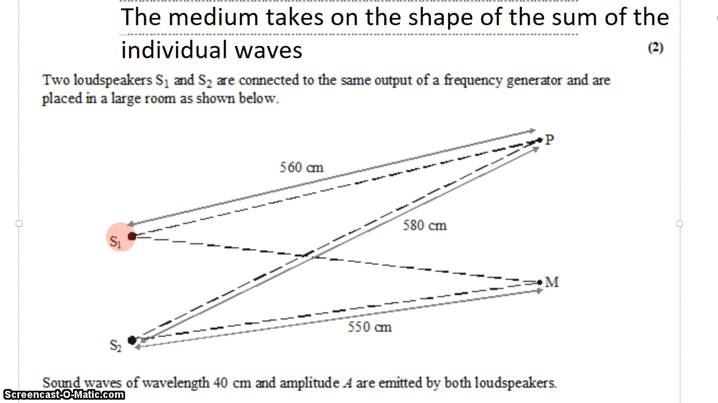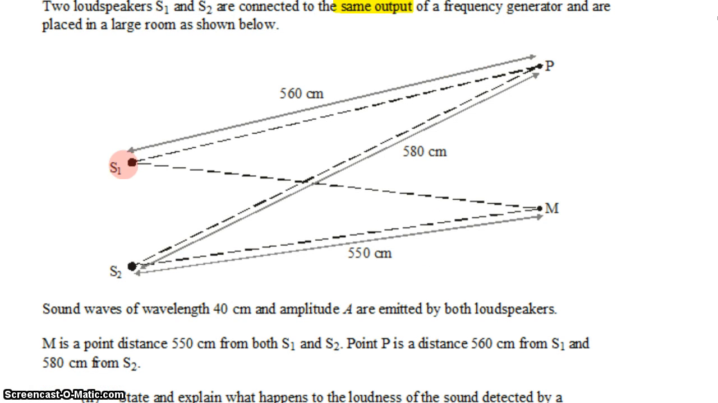Two loudspeakers, S1 and S2, are connected to the same output of a frequency generator. So we're just sending out a sine wave into the air. It just goes boop from both speakers. Placed in a large room, so we're going to ignore any echoes from the walls. And sound from both sources travels off in all directions, including the direction towards point P and the direction towards point M.